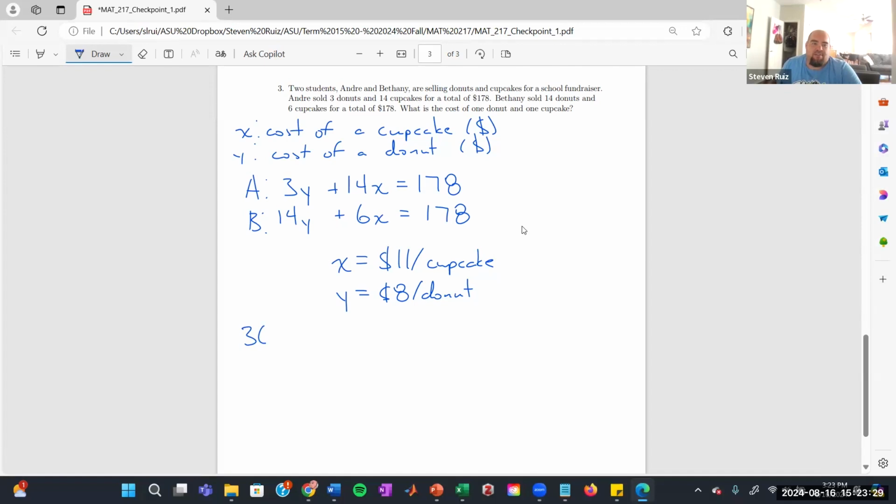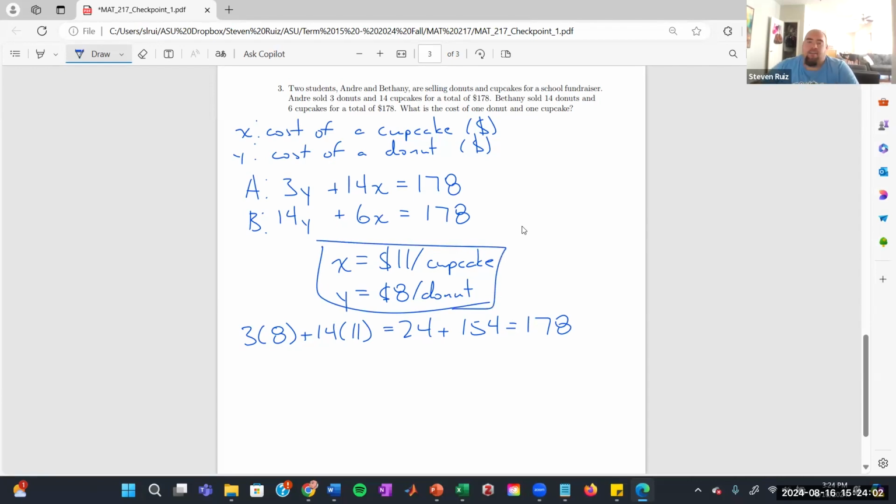You sold 3 donuts at $8 a piece, plus 14 cupcakes at $11 a piece. That comes out to 24, plus 14 times 11 is 154. That's $178. If you need to, you can check Bethany's data and make sure it also matches, but I feel pretty confident that it will. So yeah, hopefully that makes sense. It shows you a few different ways to solve things like this. And that's the end of this assignment.